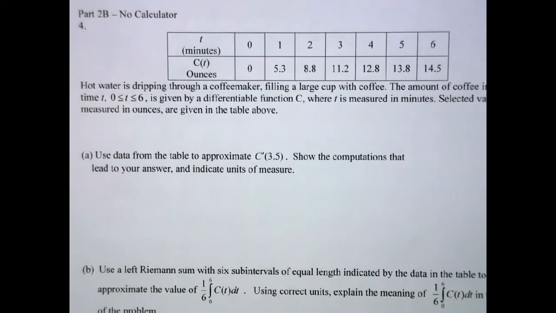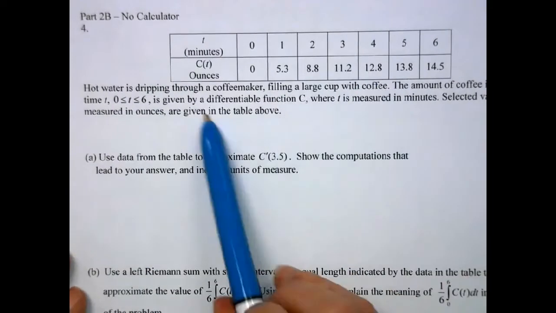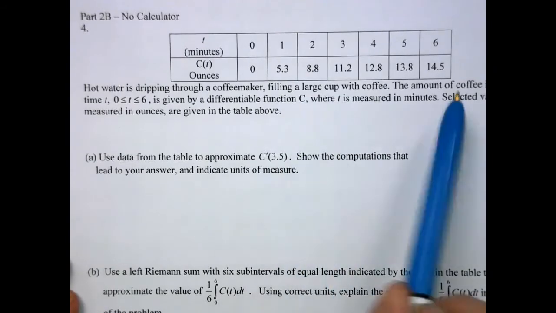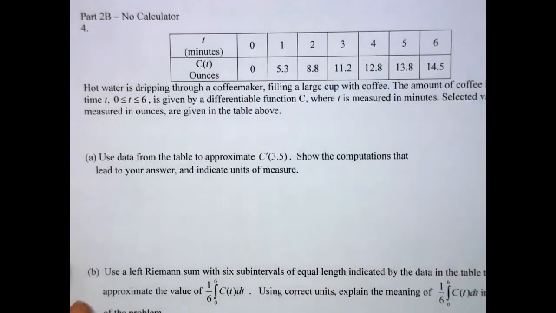This video goes over your calculus final review for the free response, the no calculator questions. The first one is a chart. AP loves their charts. So hot water is dripping through a coffee maker, filling a large cup with coffee. The amount of coffee in the cup at time t from 0 to 6 is given by a differentiable function c, where t is measured in minutes. Selected values of c of t are here.